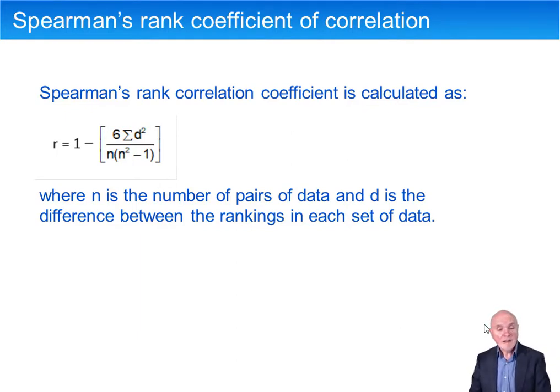Here's the formula. We have n. N is the number of readings you have, say, the number of pupils in a class. And d is the difference in their rankings, and d squared is that squared. So let's see an example of this.